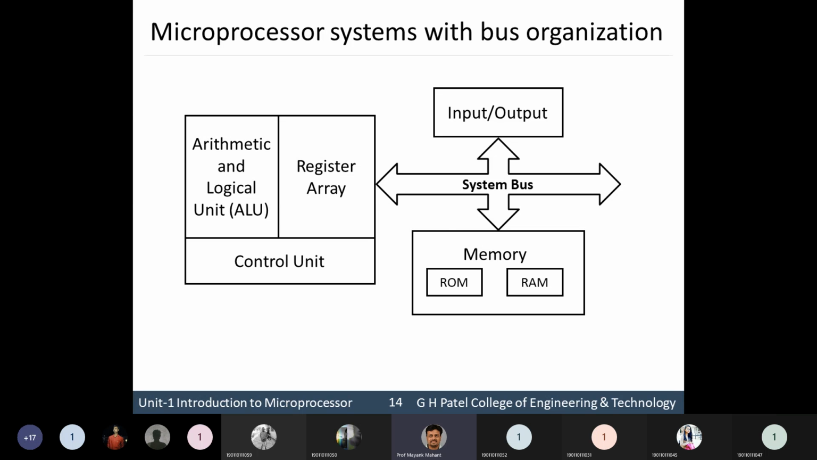Memory we generally divide into 2 parts: RAM and ROM. I don't think I need to give you the difference between RAM and ROM because you know all that. RAM is a volatile memory, ROM is a permanent memory. RAM we generally use to store data, ROM we use to store the program.